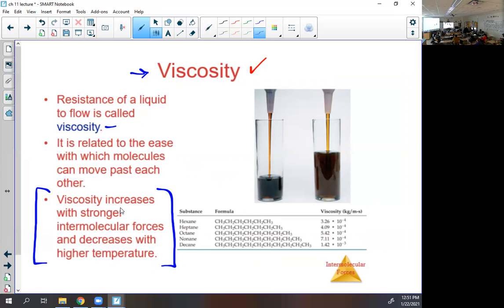All right, so the greater the intermolecular forces, the greater the viscosity. But if you heat it up, then the viscosity decreases. That should make sense. The warmer you get it, the more it moves to the liquid or gas state, and those obviously flow more easily. You don't need to worry about numbers, but just the application here. The larger the molecule, the greater the intermolecular forces.